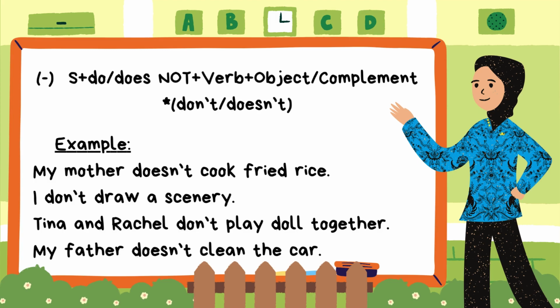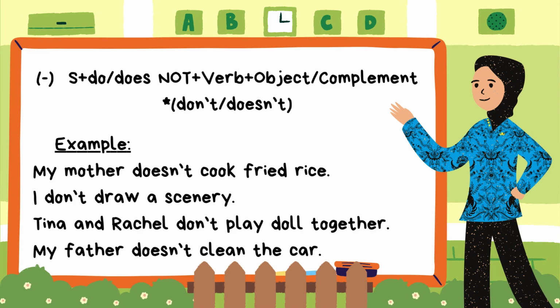My mother as subject, does not as negative word, cook as verb, fried rice as object or complement. And the second, I don't draw a canary. I as subject, don't as negative word, draw as verb, a canary as object or complement.